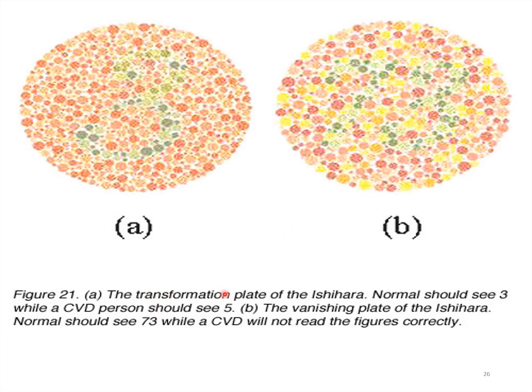Anyway, so the transformation plate of the Ishihara in A, normal should see 3, while a color vision deficit person should see 5. At least they should be able to see a 5. I can't see the 5. I guess that's good. And then in the vanishing plate of the Ishihara, normal should see 73, while a color vision deficit person will not read the figures correctly. So obviously I have a vision deficit here. This is not good. Anyway, know that this is out here.